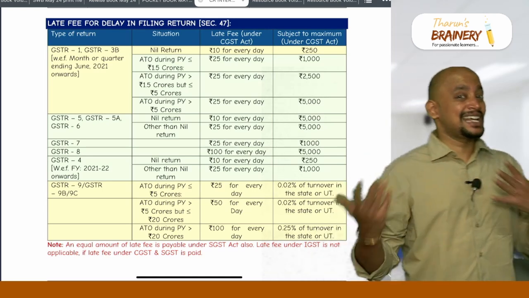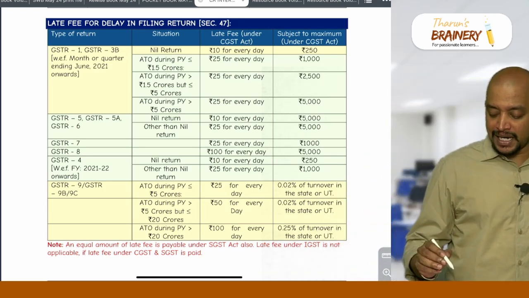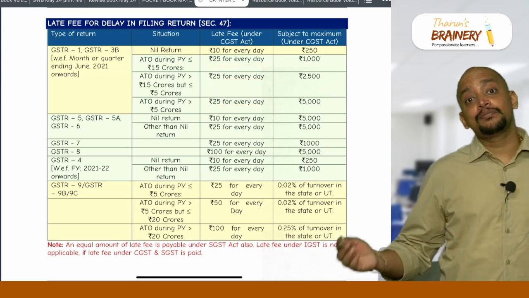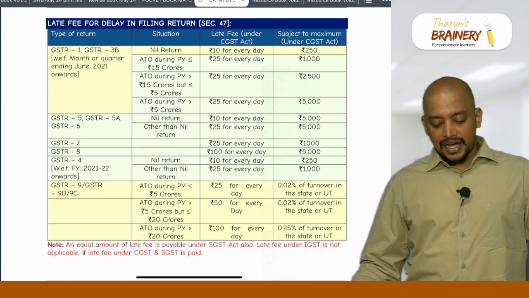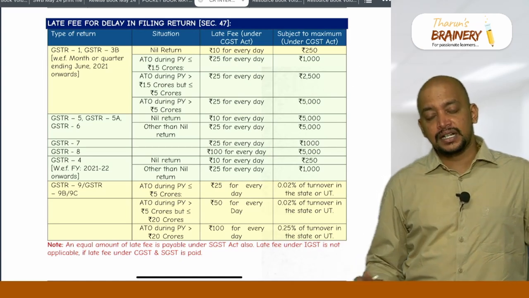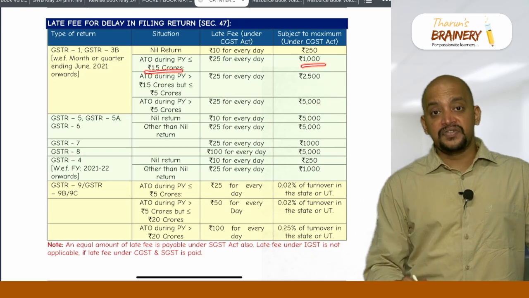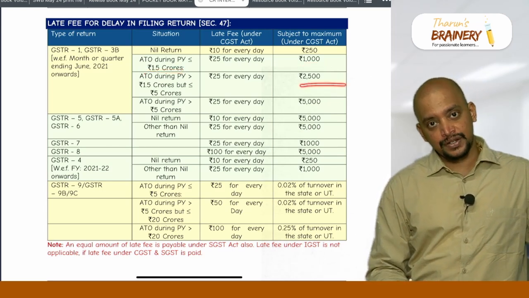Now suppose it is other than a nil return, the late fee will be 25 rupees per day, subject to a maximum. What will that maximum be? Suppose the aggregate turnover during the previous year does not exceed 1.5 crores, 1000. If it exceeds 1.5 crores but does not exceed 5 crores, 2500.